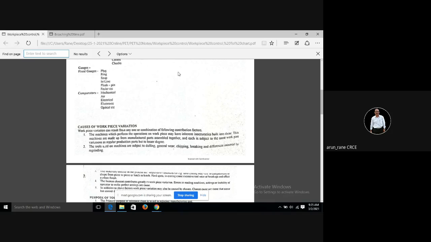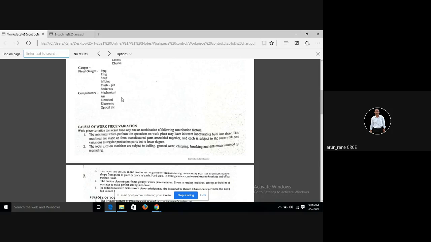On one gauge itself, there are two ends. This is a gauge. So you have one end here and the other end here. One end is go and the other is no go. Usually the go end is longer. The length of the go side is longer, and the length of the no-go side is smaller. So you can identify: if there is a longer side, that means it is the go gauge, and if there is a shorter side, that means it is the no go side.